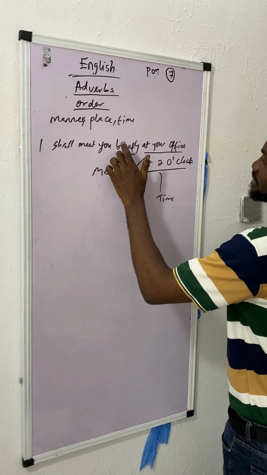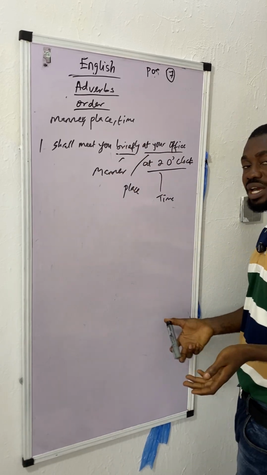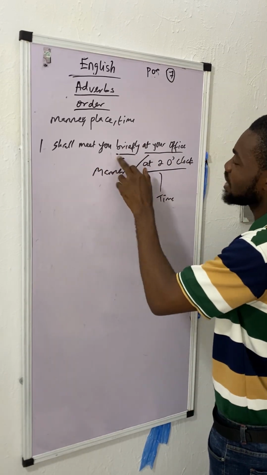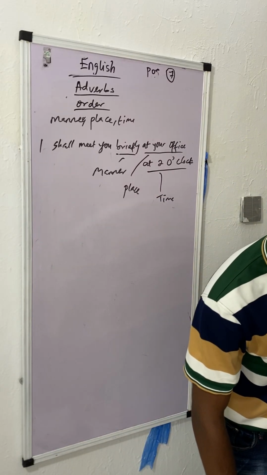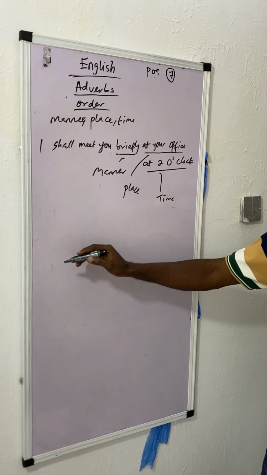So when you now put time before manner, it makes the sentence wrong. So I shall meet you at 2 o'clock briefly at your office. That's wrong. Okay. So let's take one more example before we look at the clusters of time.